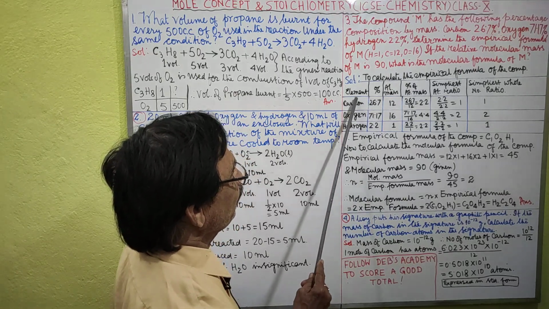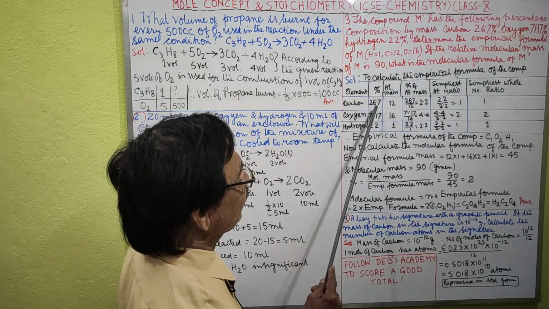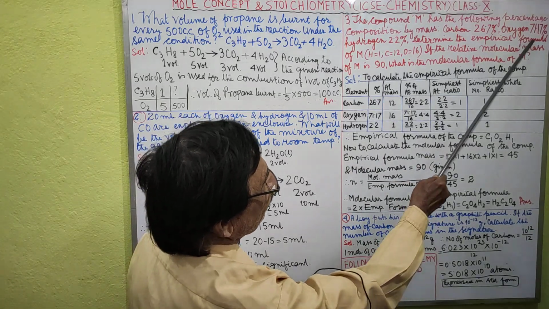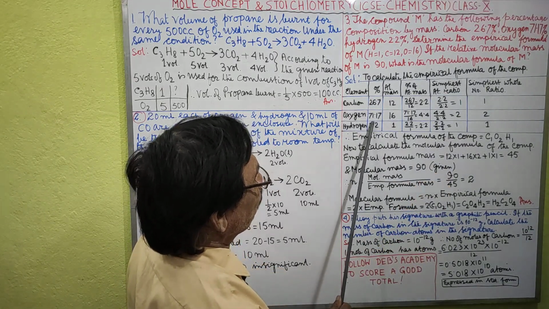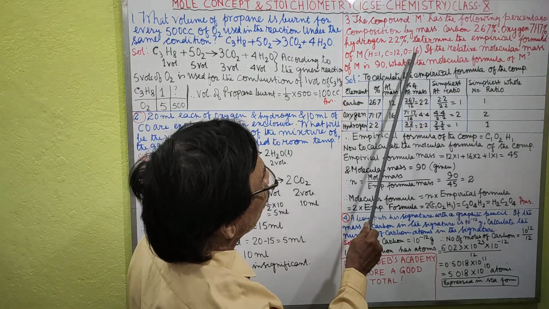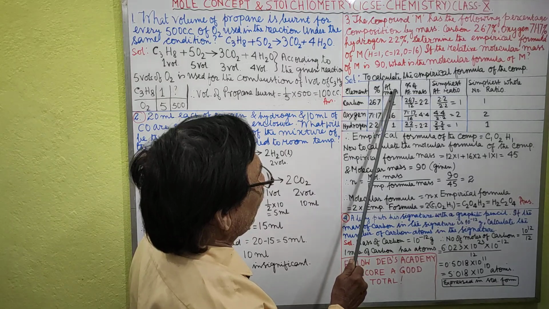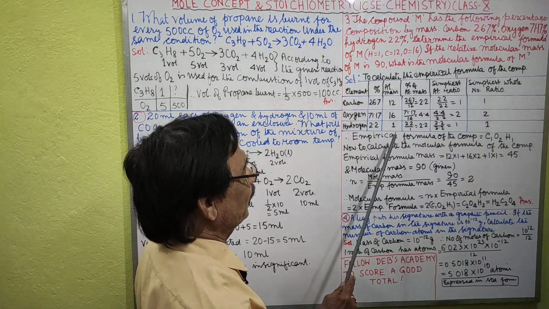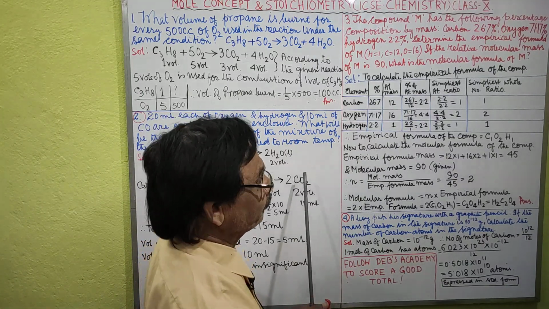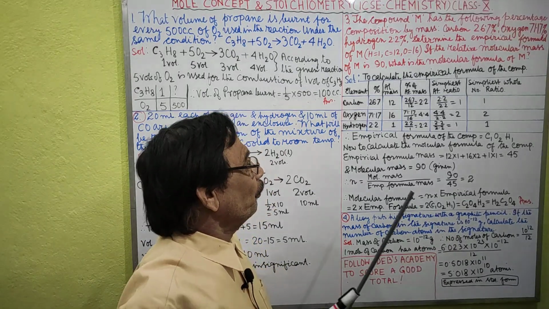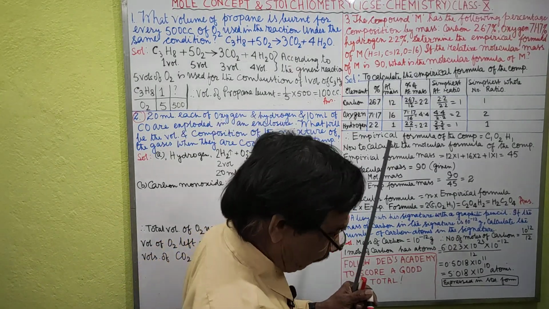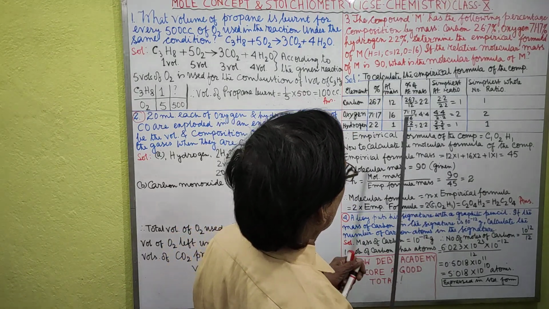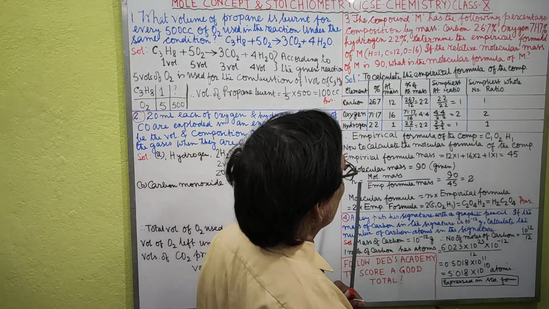So it is given that the elements carbon, oxygen and hydrogen are like this. Carbon is 26.7%, oxygen is 71.17%, and hydrogen is 2.2%. Their atomic masses are 12, 16 and 1 for carbon, oxygen and hydrogen. Now we divide the percentages by the atomic masses this way, and we get 2.2, 4.4, 2.2.